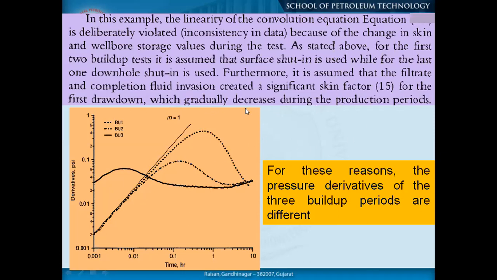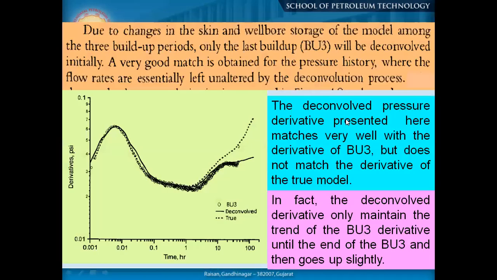So when we are performing this, we should be very careful how we try to linearize the parameters. The same thing you see, this is the deconvolved. Here we are only considering build-up 3, deconvolved and the true. Three parameters are there. This is a complete deconvolved right from 0.001 times, on a log scale.